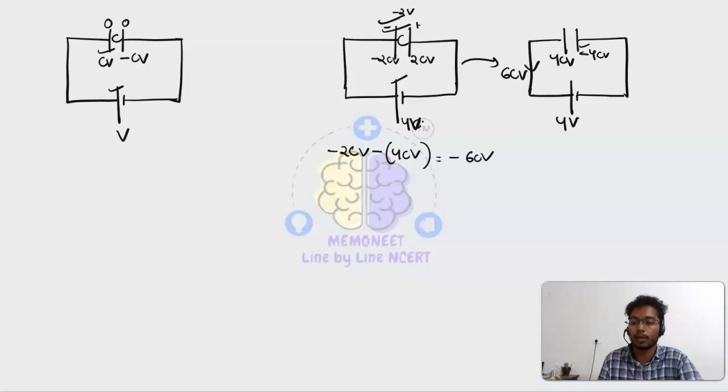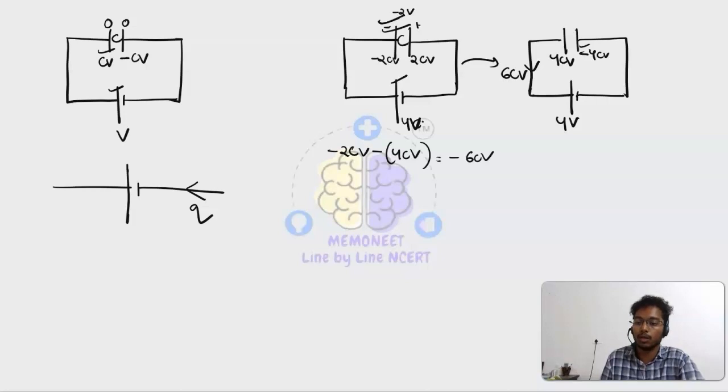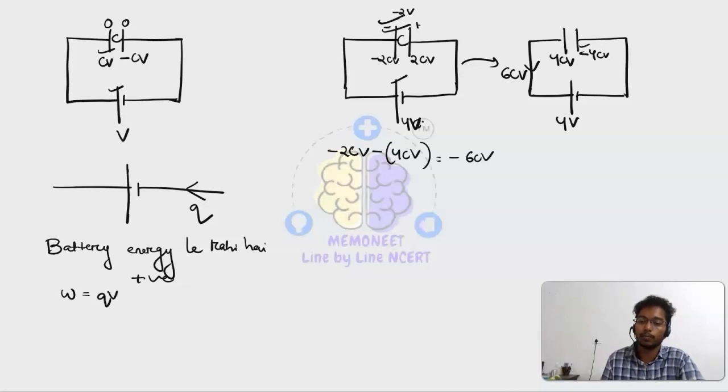So let's talk about the battery here. So we have a battery, let's say like this, positive plate and negative plate. When we are giving any charge q to the battery, the charge q is moving from the negative end to the positive end. So the battery is taking energy and charge, so it is positive. So the work done by the battery will be q into v, a positive quantity.